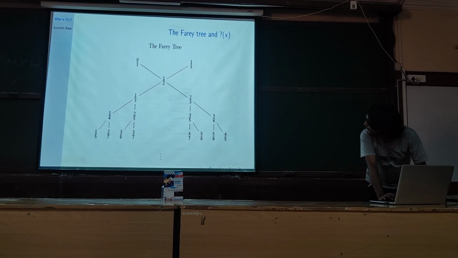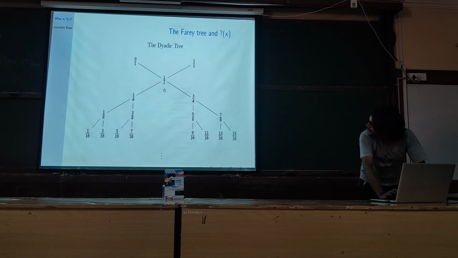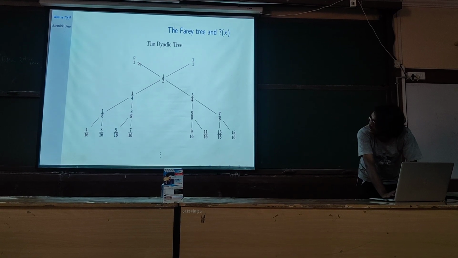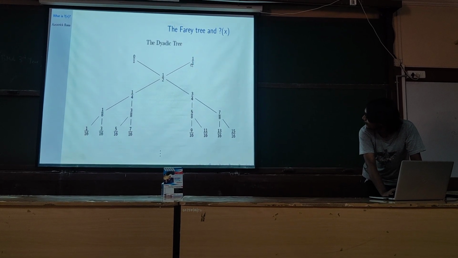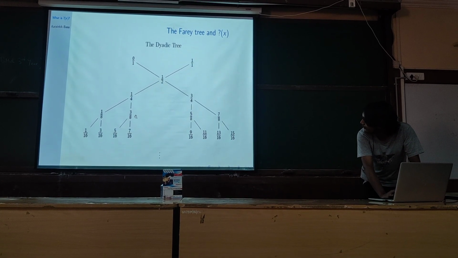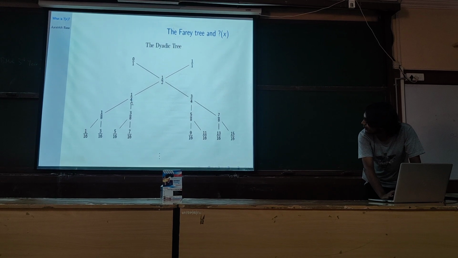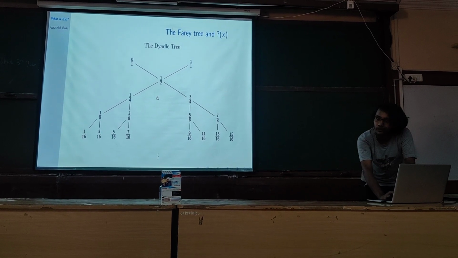So another perhaps more familiar tree is called the dyadic tree, and here what you do is, instead of the medians, you take successive averages. So you start with 0 by 1 and 1 by 1. Take the average, get 1 by 2, take the average between these two, get 1 by 4, between these two, get 3 by 4, and so on.